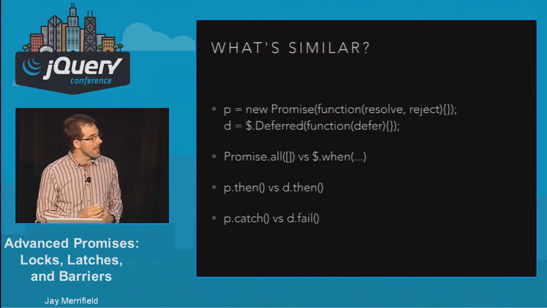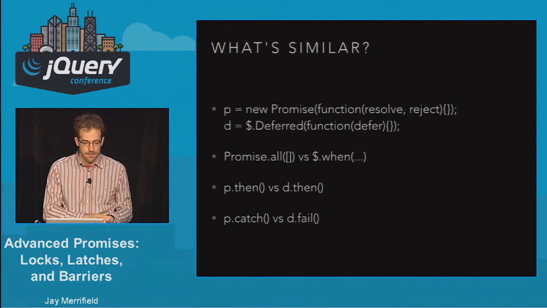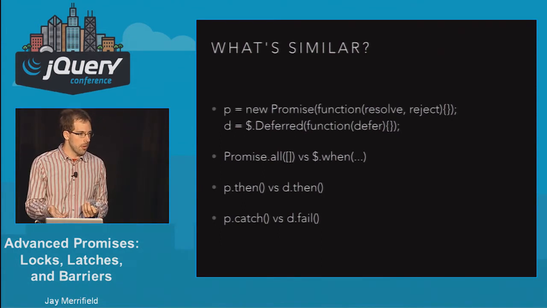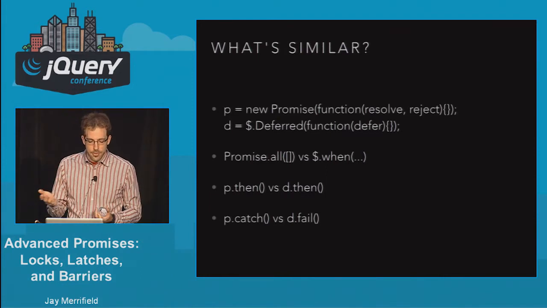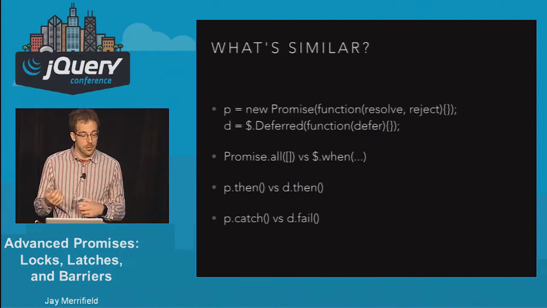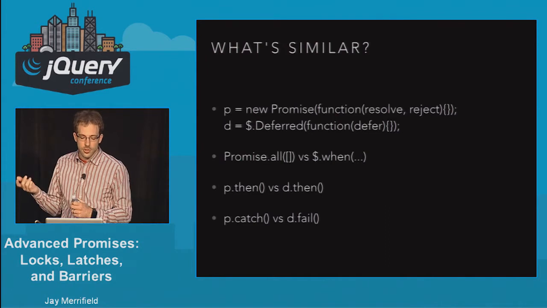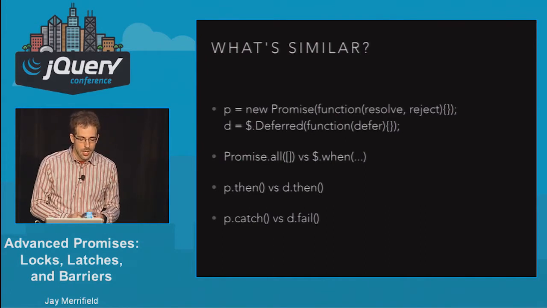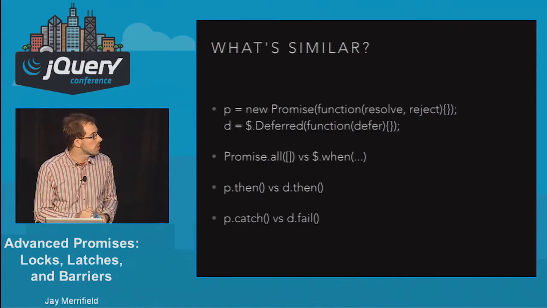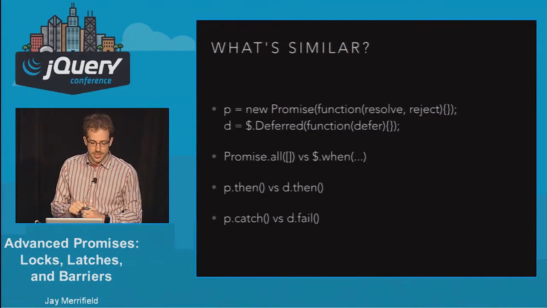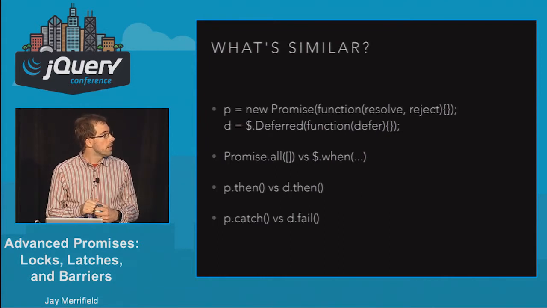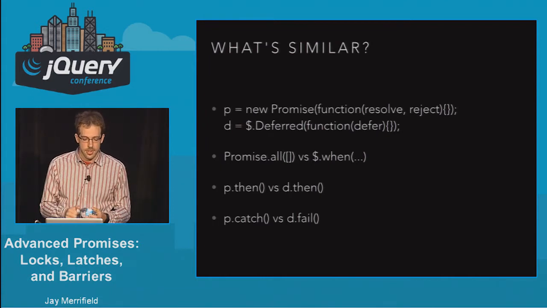jQuery goes deferred, and it has something similar. You have a function, and that function gets a copy of your deferred, and then on that object you say .resolve or .reject. A promise is read-only once it gets returned. A deferred is not. If you want to get the read-only version of a deferred, you call .promise on it. Promises have a .all, which is pretty similar to $.when. The only difference is that .all takes an array. The .when takes a bunch of arguments.